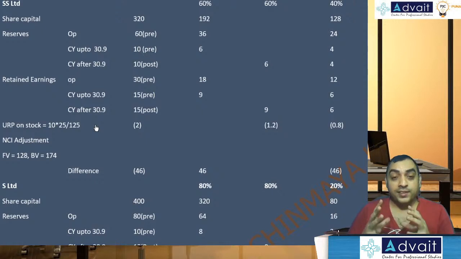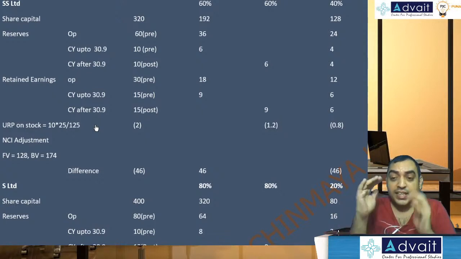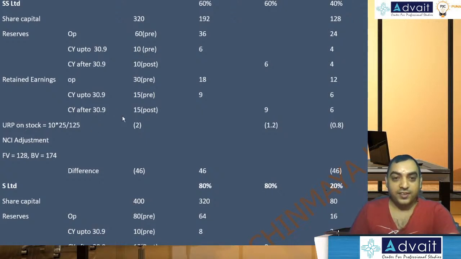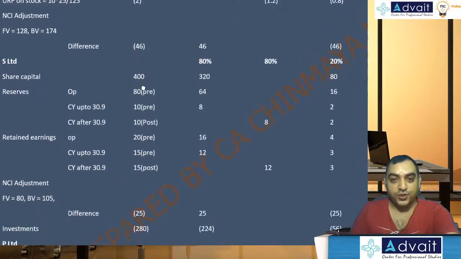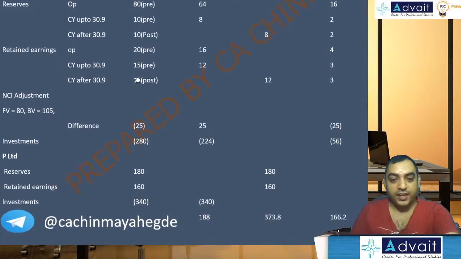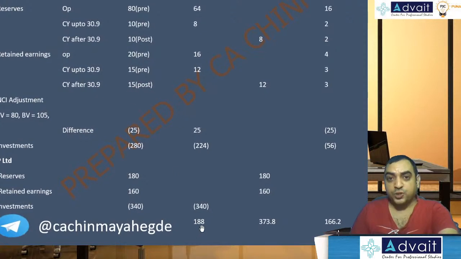But can you imagine the entire working note in one page, one slide? I know this font is small, but everything is on one page. You don't have to confuse yourself at all. Okay, for the total, goodwill is 188, ConPL 373.8. We have to sum these two in the balance sheet, and 166.2 is NCI.